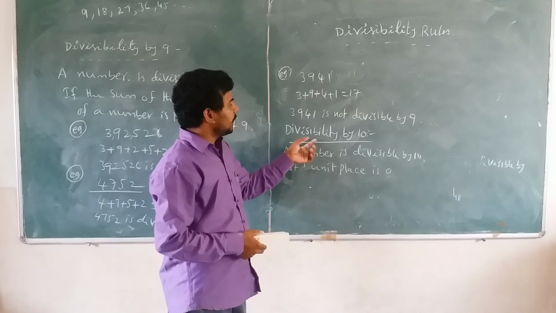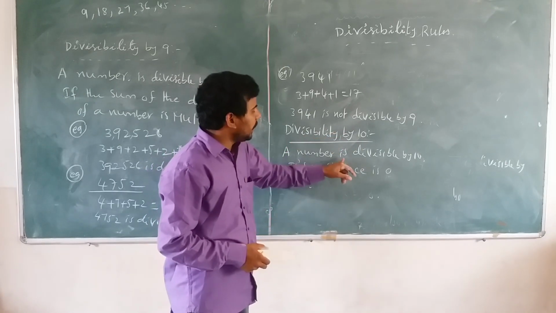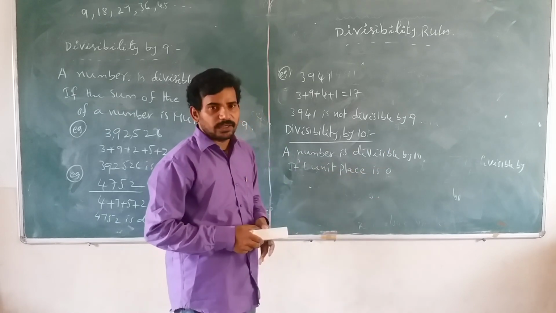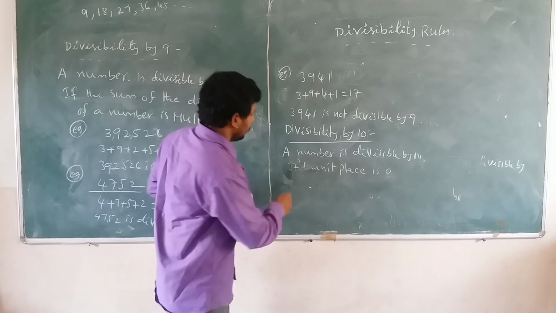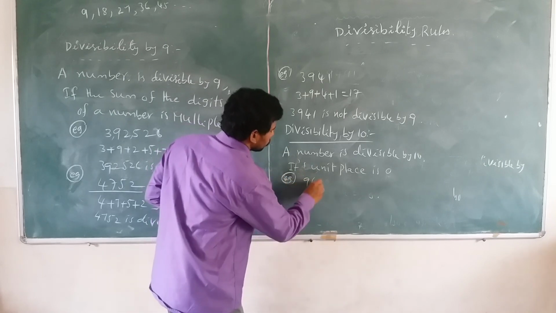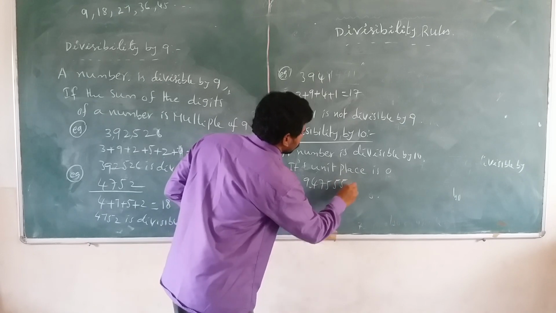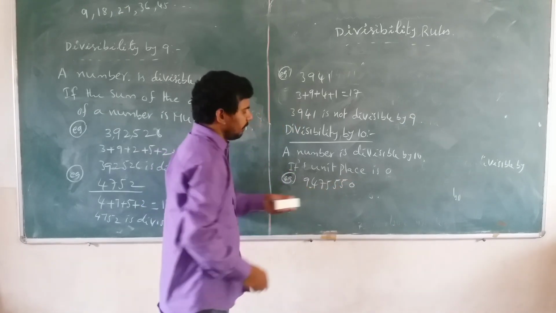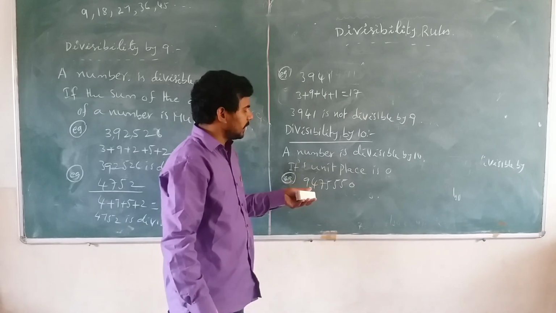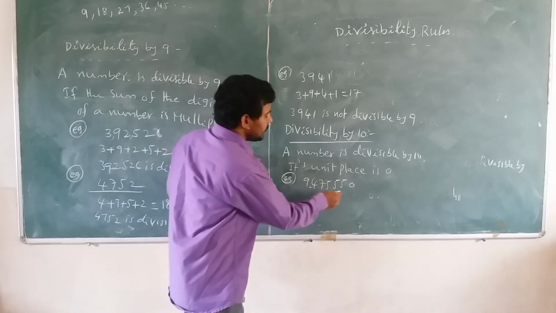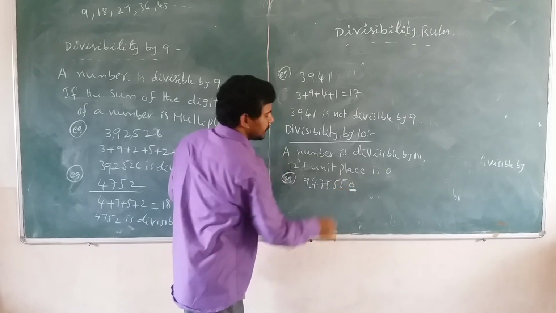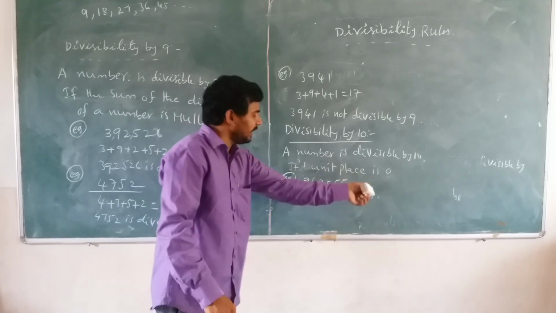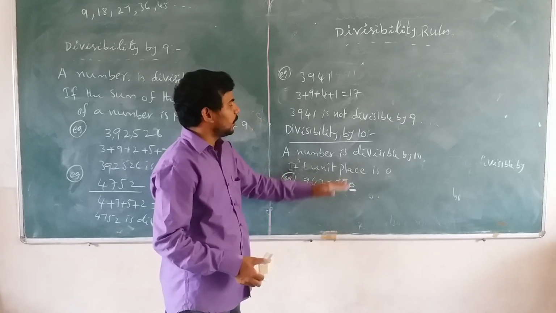Once again children, divisibility by 10. A number is divisible by 10 if its unit place is 0. Example. Here 1, 2, 3, 4, 5, 6, 7. A 7-digit number is given. What is the unit place? Unit place, how much children? 0. 0 means this given number is exactly divisible by 10.